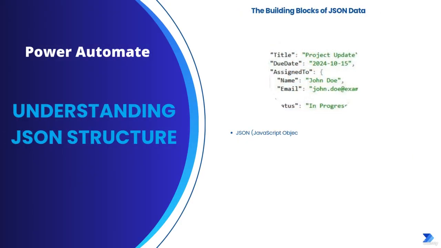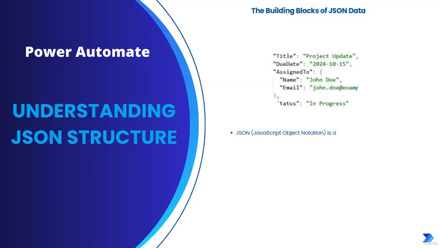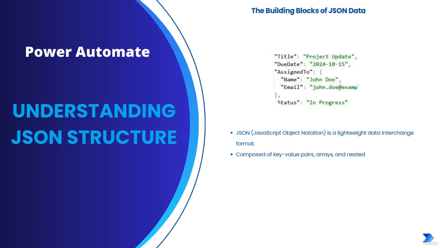Understanding JSON structure. The building blocks of JSON data. Next, let's dive into JSON structure. JSON, or JavaScript Object Notation, is a lightweight format for data interchange. It consists of key-value pairs, arrays, and nested objects, making it highly flexible and easy to read.